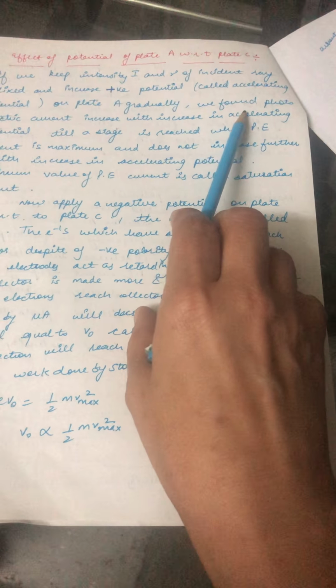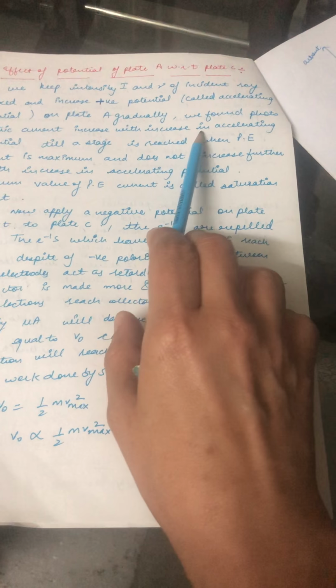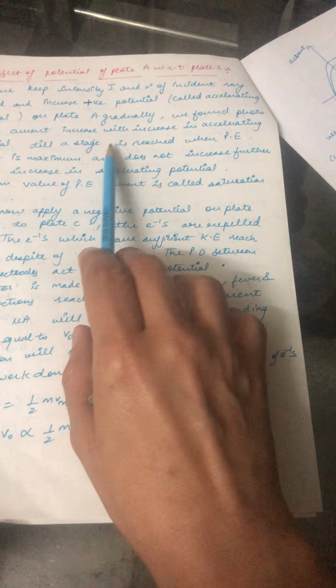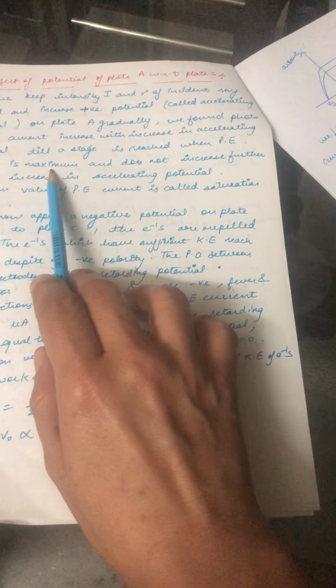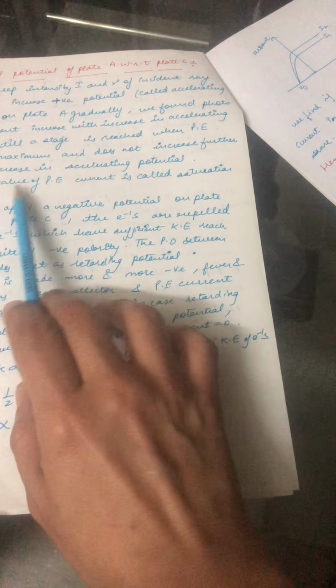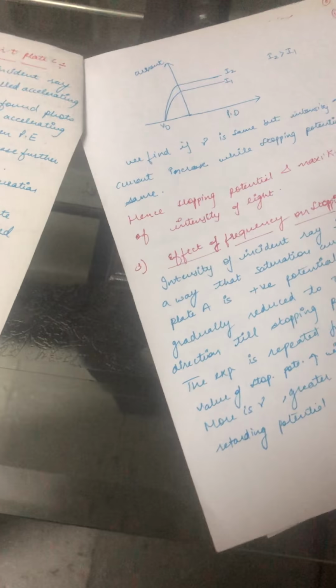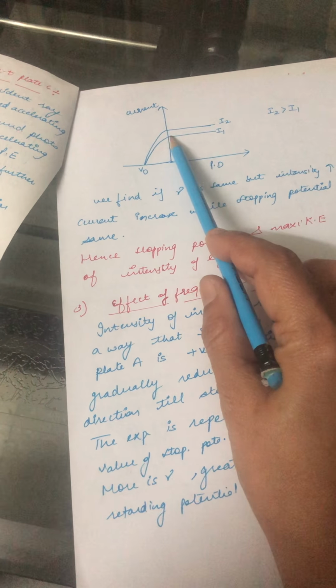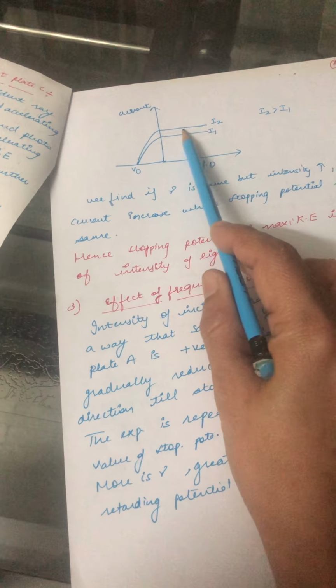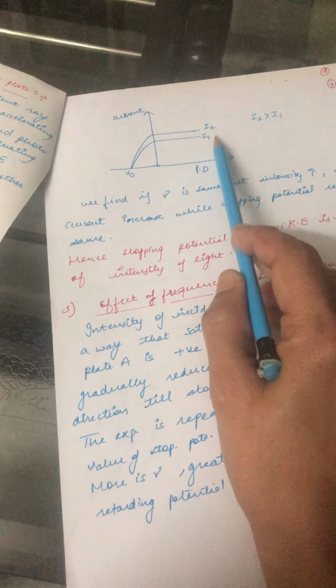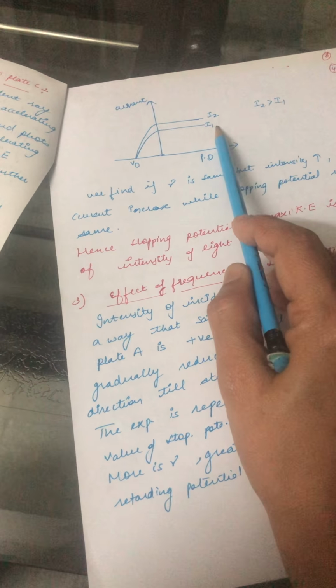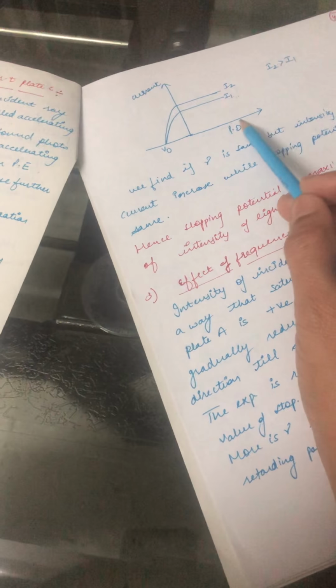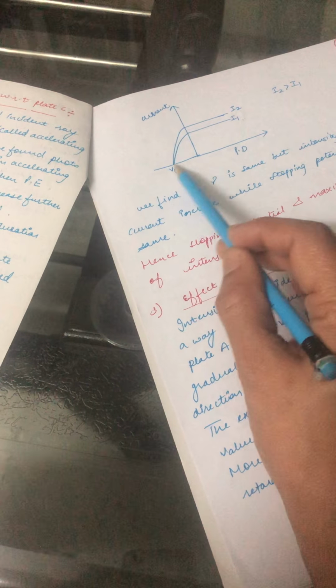We found that the photoelectric current increases with increase in accelerating potential till a stage is reached when the photoelectric current is maximum and does not increase further with increase in accelerating potential. So as we keep on increasing this positive potential, the current increases and finally attains a constant value. This constant, maximum value of the current is called the saturation current. Next, having increased the positive potential, we now have to increase the negative potential also and see what the effect on the current will be.